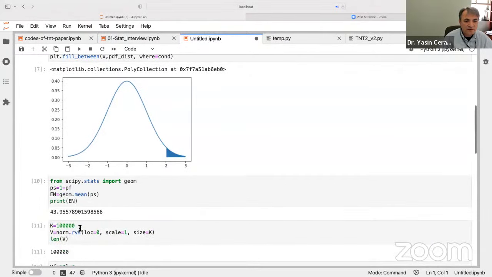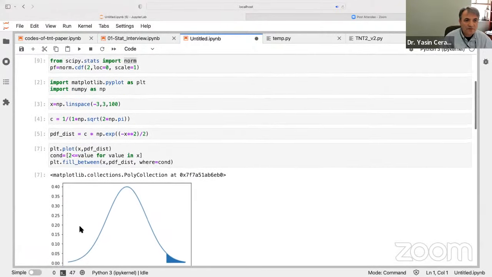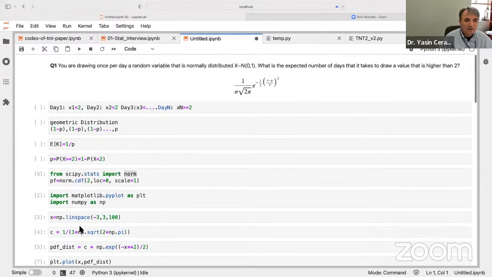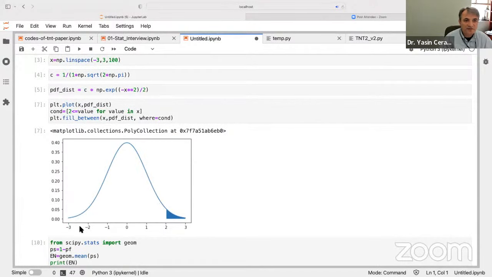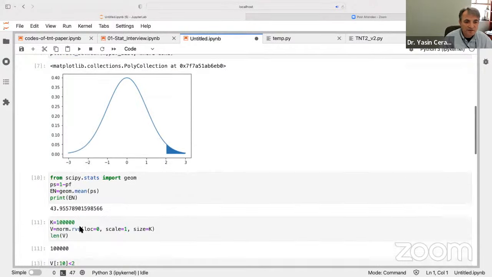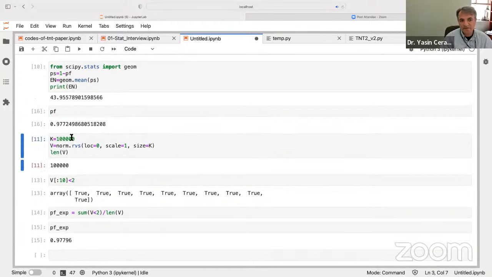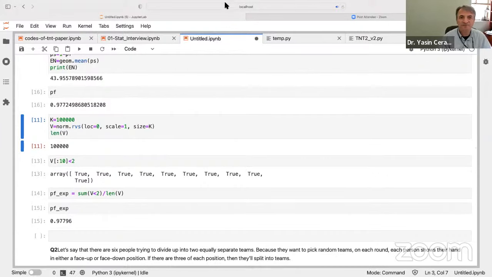So let's see what we got before. PF, where is PF? I cannot see PF. Oh, it's here. I'm sorry. So let's check what we found. I know what we found earlier, but let's check. 0.977. This is coming from SciPy, and this is coming from our experiment. Okay, let's continue.